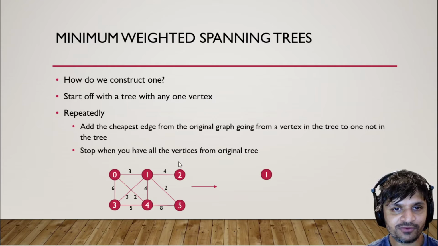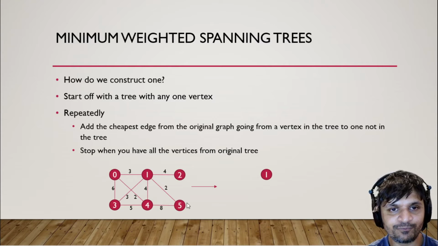It says the cheapest edge going from a vertex in the tree, currently the only vertex in the tree is vertex 1, to a vertex not in the tree. So that means it must either be the edge 1,2, 1,0, 1,4, 1,3, or 1,5. Okay? Because it goes from something in the tree to something not in the tree. Now, what's the cheapest such edge? This one costs 3, 4, 3, 4, and 2. So it's got to be this one, which costs 2, right?